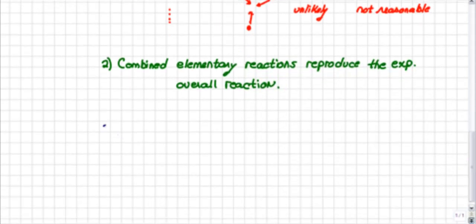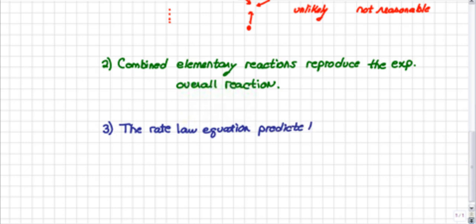And test number 3 tells us that the rate law equation predicted by the mechanism must agree with experiment.